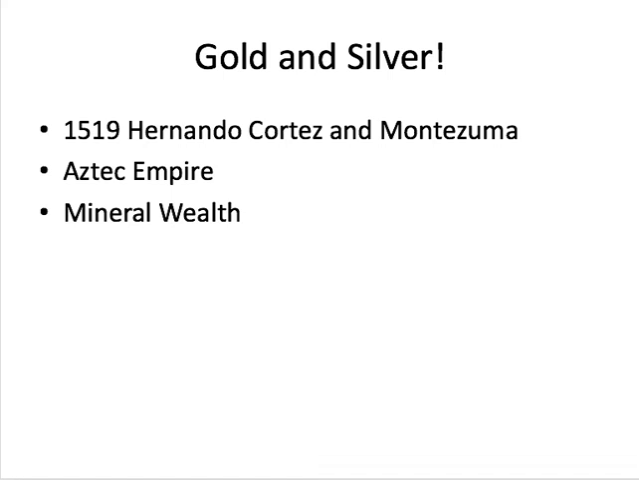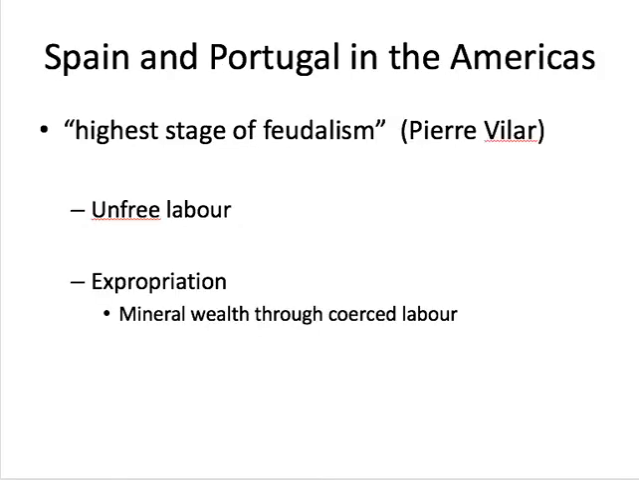Now, what evolved in the Spanish imperial system at this time was what the French historian Pierre Vilar calls the highest stage of feudalism. It was essentially an export of feudalism to the Americas. They basically exported that system and tried to set it up in Mexico and then eventually Peru. What evolved was the encomienda system. And the encomienda basically was translating feudalism to the New World.